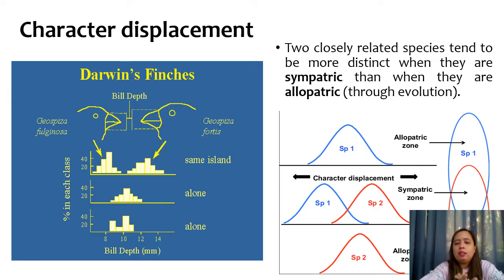So, ano tong character displacement? Ito yung sinasabi ko sa inyo kanina. Paano? There is now what we call as allopatric zone, meron kang sympatric and allopatric ones in here. So, ito yung sasabi ko on the character displacement on Darwin's finches earlier. Kung papansinin mo, iba, these are both finches but they have different beaks or bill depth because they are now separated on the island because na-displace na yung kanilang population.